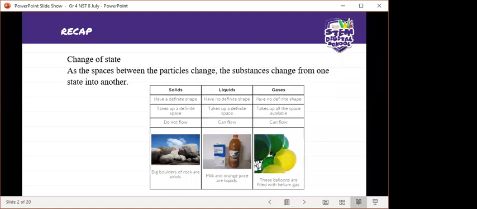And then liquids, we said that they have no definite shape, but they do take up a definite space, and they can flow. Then we have gases, which have no definite shape, and they take up all the space that is available to them, and gases can flow. An example of gases is helium gas, which is found in balloons, that causes them to rise.